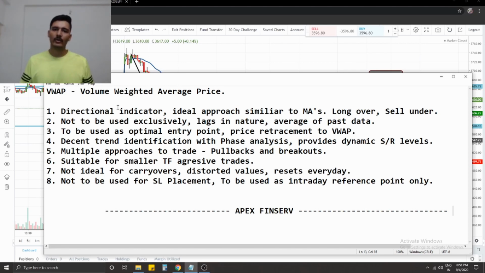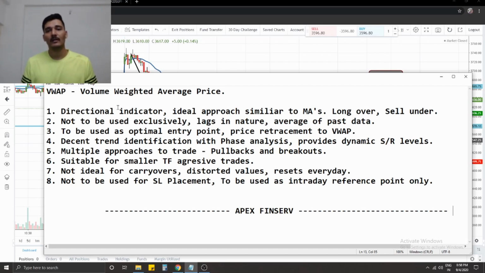Now, most important part, again, it enables you to perform decent phase analysis or decent trend identification when coupled with price action based phase analysis. Another advantage of using VWAP is, now phase analysis will not give you dynamic support resistance levels. It is going to give you swing points which are static or fixed in nature, but not dynamic SR levels for immediate trend identification or breakout or reversal trades.